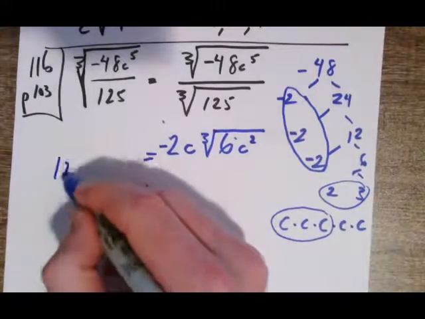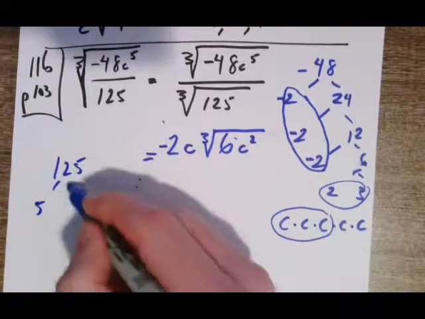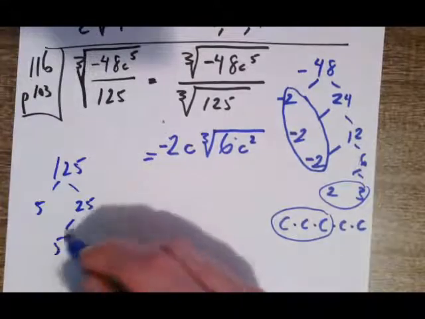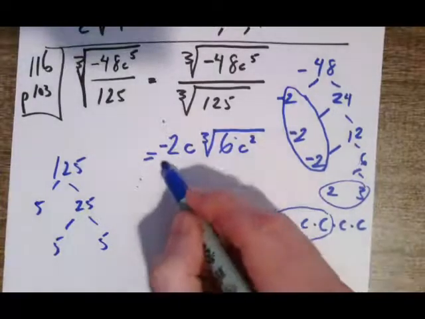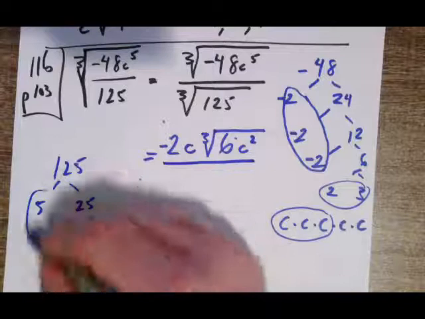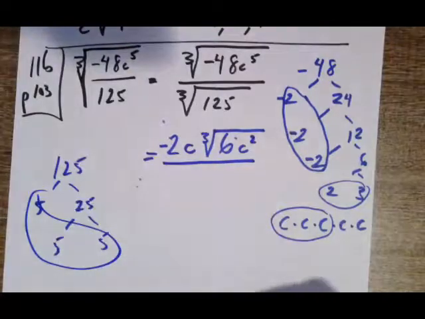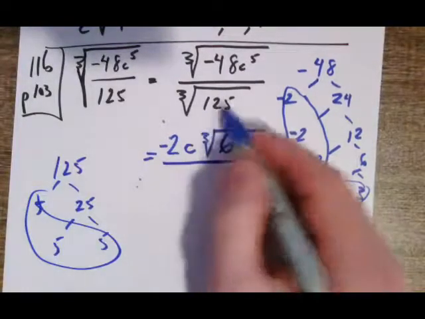125, just to finish the question, is 5 times 25, 5 times 5. That's a group of three 5s. So the 5 comes out. There's nothing left in there.